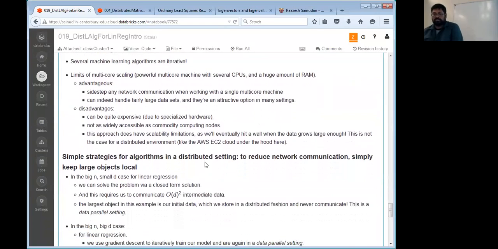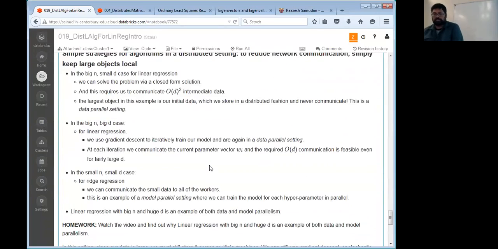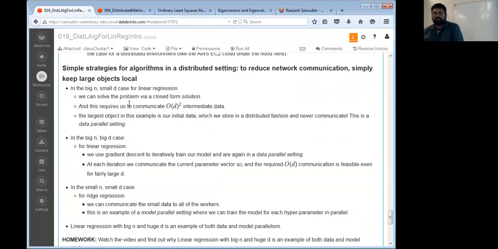Okay, so I'm just summarizing the video here. It really depends. If you have a big N, a large number of data points, and a small D, like for linear regression, this is your tall and skinny case. The matrix is tall because the number of data points is large, and it's skinny because the number of columns, the dimension D, is small. So each row will fit easily locally, and you want to exploit that.